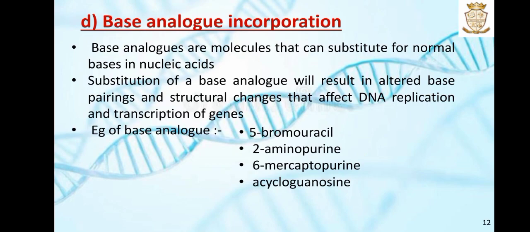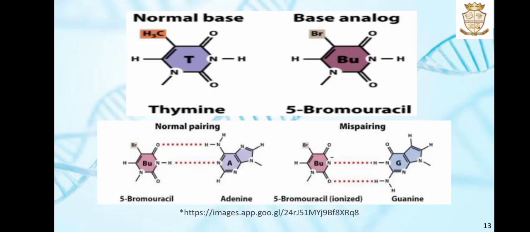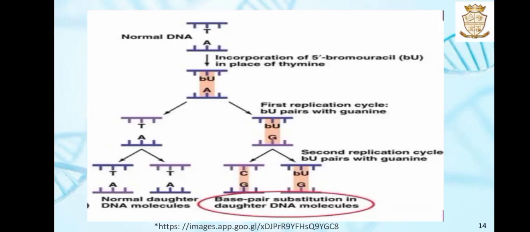Base analog incorporation. Base analogs are molecules that can substitute for normal bases in nucleic acid. Substitution of a base analog will result in altered base pairings and structural changes that affect DNA replication and transcription of genes. Examples of base analogs are 5-bromouracil, 2-aminopurine, 6-mercaptopurine, acycloguanosine. The structure of normal base and base analog, and the normal base pairing and mispairing, is shown here. The mechanism of base analog incorporation.